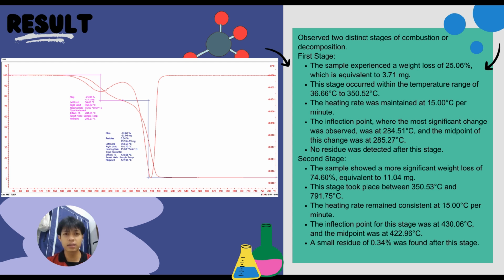For the second stage, the sample showed a more significant weight loss of 74.60%, equivalent to 11.04 mg. This stage took place between 350.53 degrees Celsius and 791.75 degrees Celsius. The heating rate remained consistent at 15.00 degrees Celsius per minute.